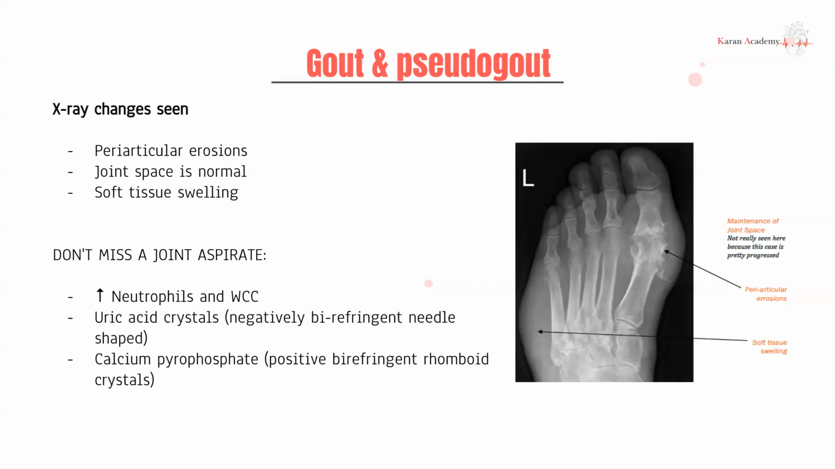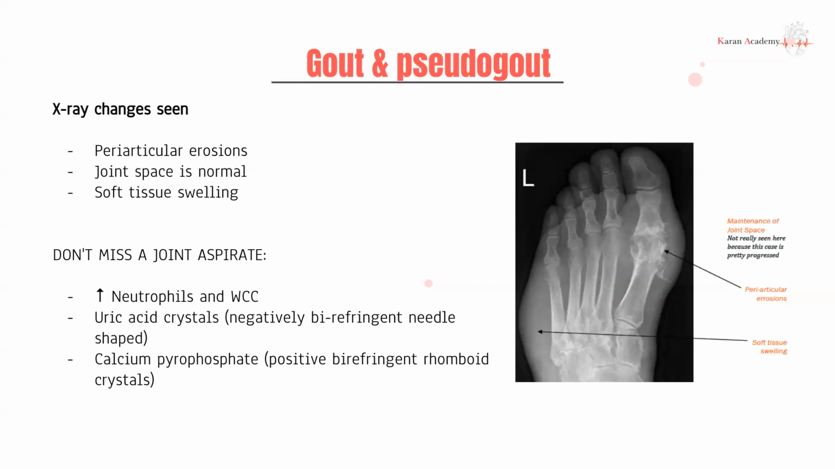What you will see, you can see increased neutrophils and white cells, but most importantly, you will see uric acid crystals, and these are negatively birefringent and needle-shaped. And if this was pseudogout, you would see calcium pyrophosphate crystals, which are positively birefringent.